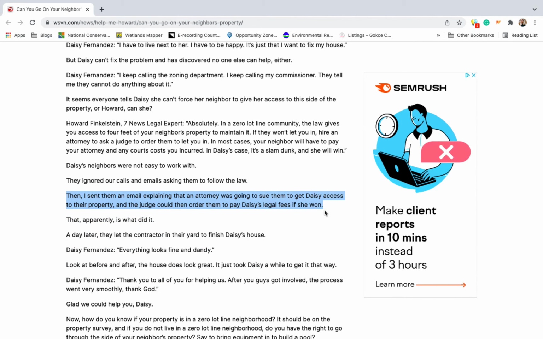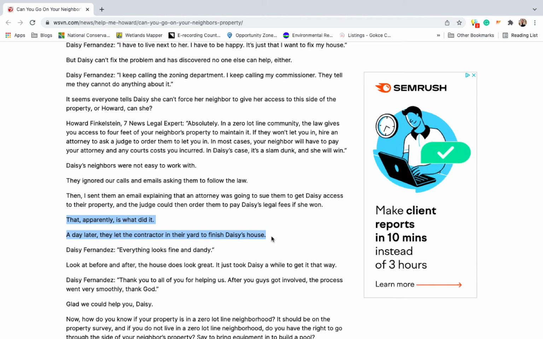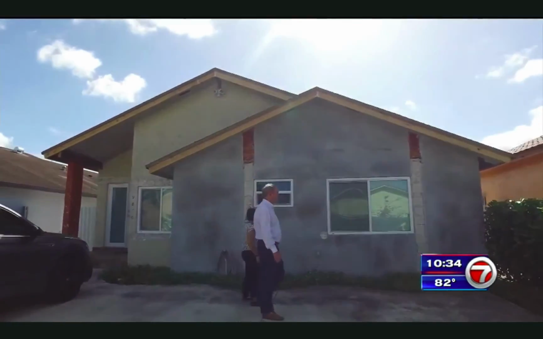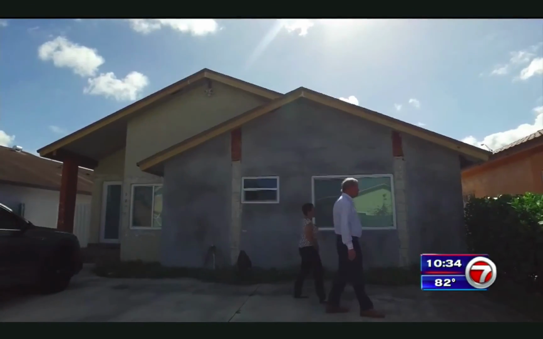The same news channel sent a letter to Daisy's neighbors, informing them that if they did not give Daisy access, she would sue them, and if she won, they would be responsible for Daisy's legal fees. That apparently did it, for the next day, Daisy's contractor was able to get to work, which is a good example of the kinds of issues that can face owners of zero-lot line buildings. While there are laws that can help mitigate some of these issues, they won't relieve the headache of a neighborly spat. So you may want to get to know your neighbors before buying a zero-lot line house.